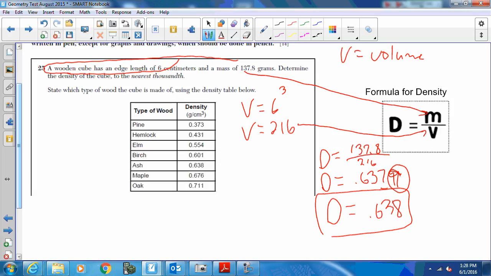Now, if you look at our chart to answer part 2, which one does it match? Well, obviously it looks like ash. So ash is the type of wood.